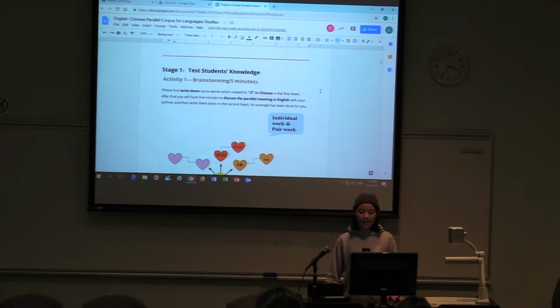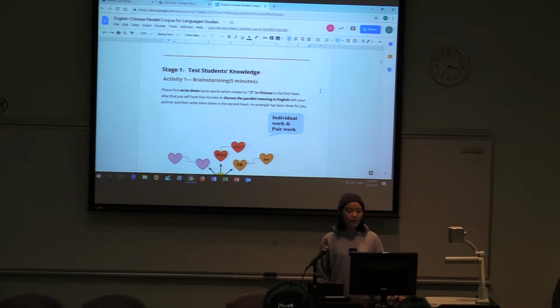Let's start with the most important part in our lesson plan, the teaching procedure. In our procedure, it consists of 4 stages. Stage 1 is testing students' knowledge. The second one is hands-on searching, the third one is inductive discovery, and the last one is the output exercise. So first of all, let's move on to the first stage, testing students' knowledge.